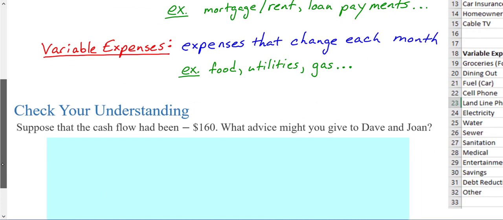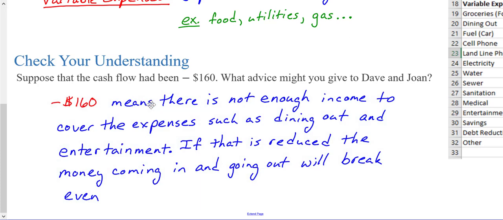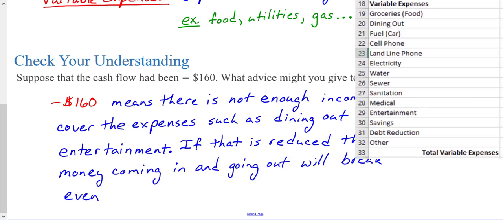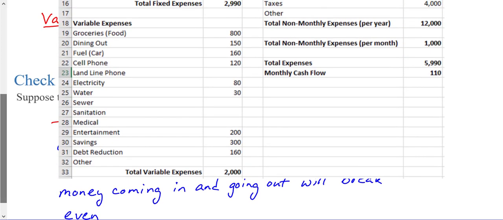Okay, suppose that the cash flow had been negative $160. What advice might you give Dave and Joan? In that case, looking at that negative 160 would mean that you have more expenses than you have income coming in. So if we look at their chart, I would look under the variable expenses, things that you can change, and say, what could I cut down on?